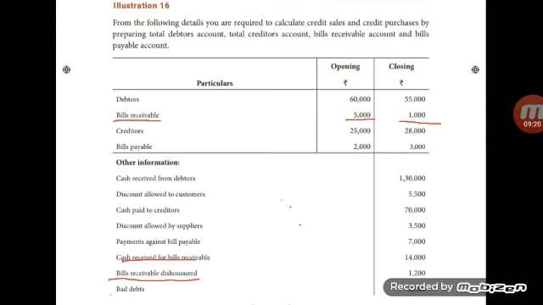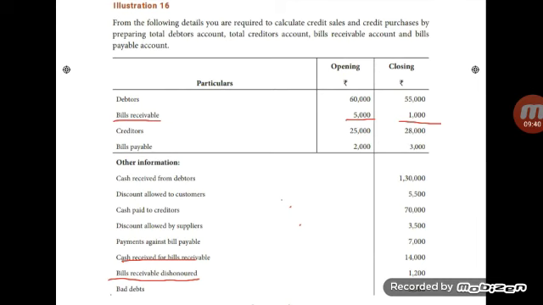First, enter the opening balance as bills receivable. What is it? It is an asset, so it has a debit balance. Then enter it as to balance brought down 5,000. Then enter all other items on the opposite side, the items which affect bills receivable.